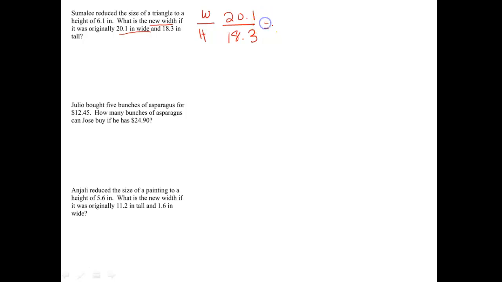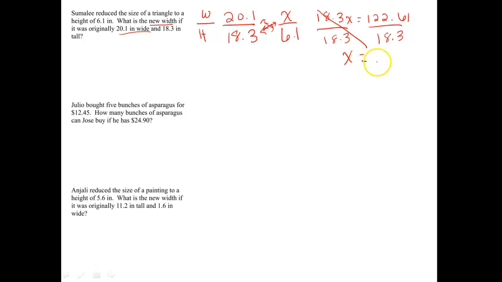So now they're asking for the new width. So the new width, we don't know. That's what they're asking for. That's my variable. And the new height is 6.1. So you cross multiply. 18.3 times x is 18.3x. And 20.1 times 6.1 is 122.61. I divide both sides by 18.3 to solve for x. And x equals 6.7.